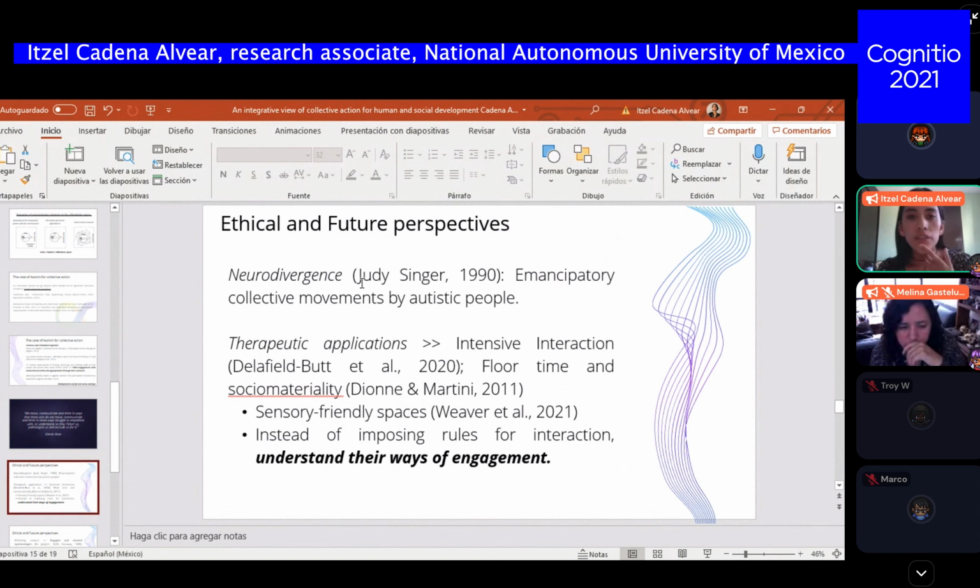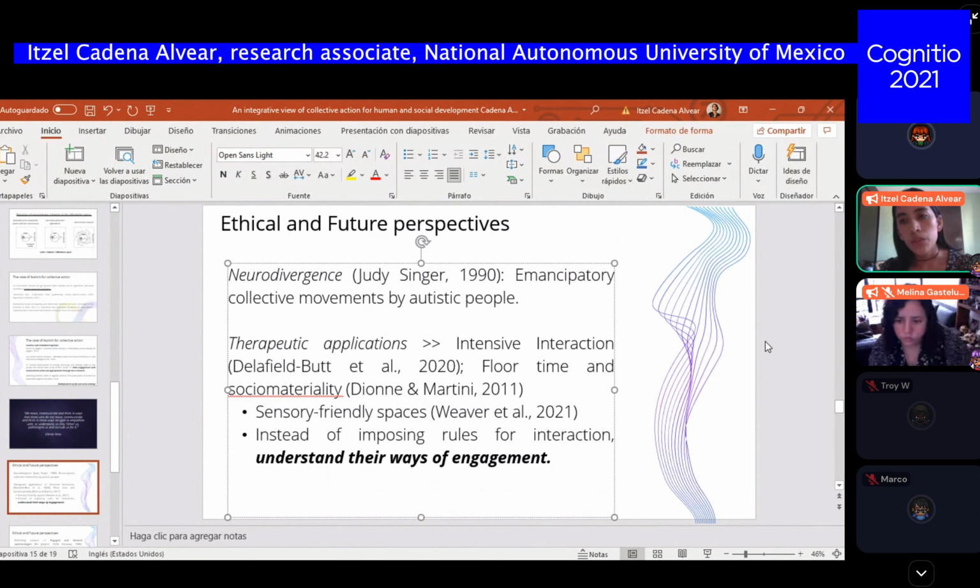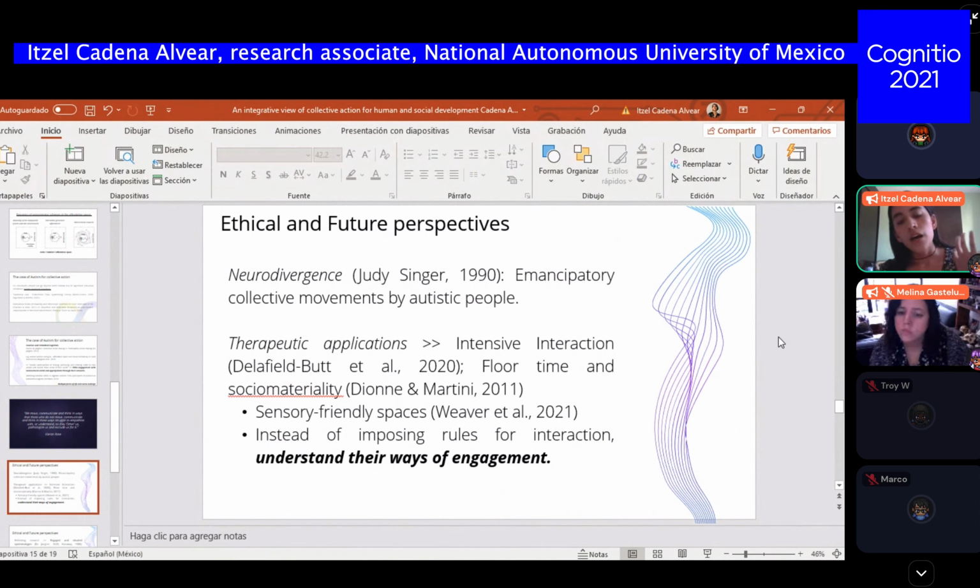And in this sense, we first talk about the neurodivergence emancipatory collective movement that is led by autistic people. First by Judy Singer, who is also a female with autism, or an autistic female. And also, in this sense, we should rethink our therapeutic applications. So here we put some examples in which we think that they consider the autistic sense making or the autistic umwelt, that is the intensive interaction therapy, in which they depart from the sense making in terms of communication and interaction of autistic people in order to create a dialogical relationship between, for example, the psychologist and the autistic child.